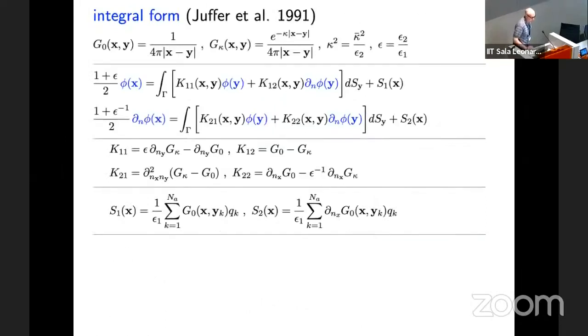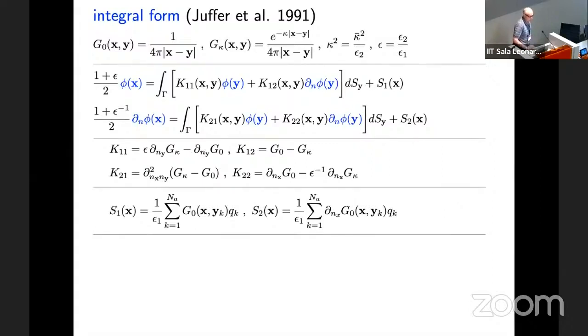This is the Juffer formulation of the linearized PB equations, the model that we just saw. The two Green's functions over here. These are the integral equations. What's highlighted in blue are the unknowns, the surface potential and the normal derivative of the surface potential. And this is well-conditioned, and the kernels are defined here in terms of the Green's functions. This one here is a single layer. These two are double layer potentials. This one over here, with two derivatives, would be hypersingular.